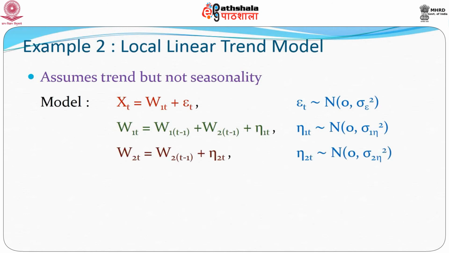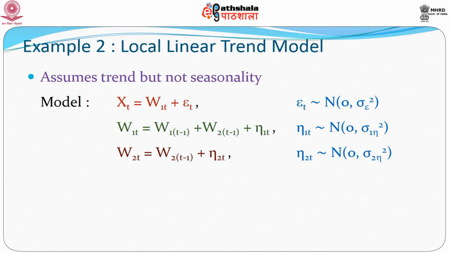We have 3 equations now. We had 2 previously, and we have a new additional one. Let us explain this. So, xt depends on the latent variable W1t, which is unobservable, but which occurs at the time t.